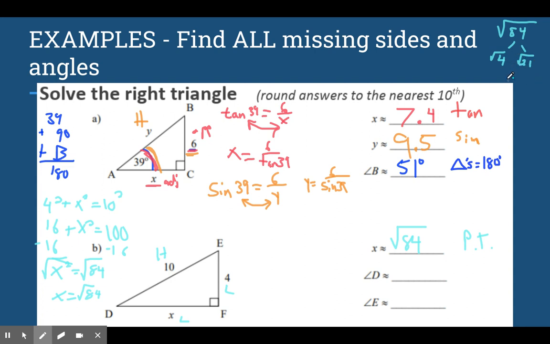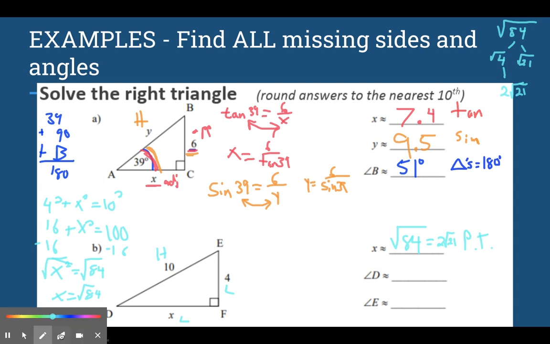So actually, this is the best we can break it down. The square root of 4 is 2. We cannot break down the square root of 21 anymore. So that is another way to write it, right? Instead of writing square root of 84, simplified, it's 2 times the square root of 21. Those are the same. That's how we find x.